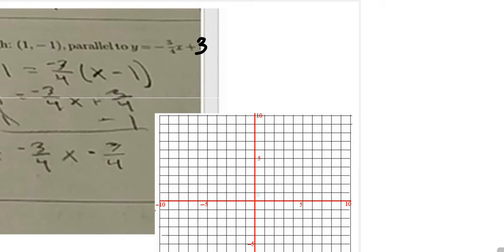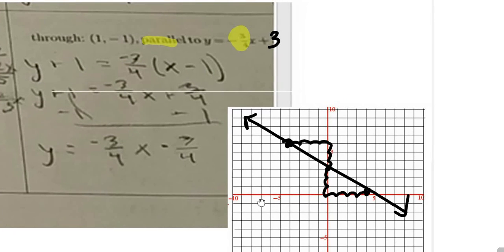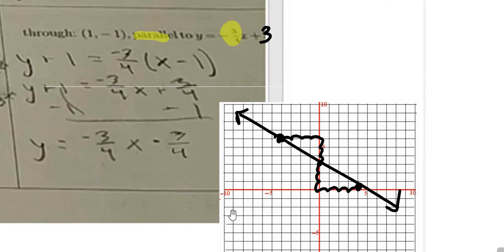Okay, so we have positive 3 here, 1, 2, 3, and we are graphing negative 3/4. 1, 2, 3, 1, 2, 3, 4, 1, 2, 3, 1, 2, 3, 4. Okay, this is your given line. And we want it parallel, so we want the same slope, which is negative 3/4. Okay, so I'm going to show you my method.